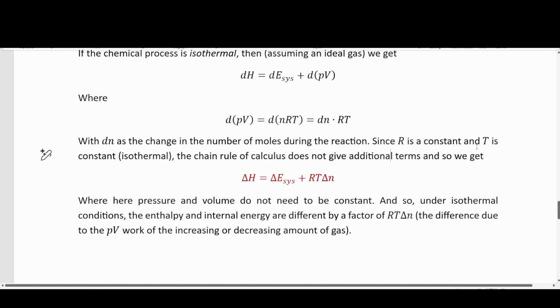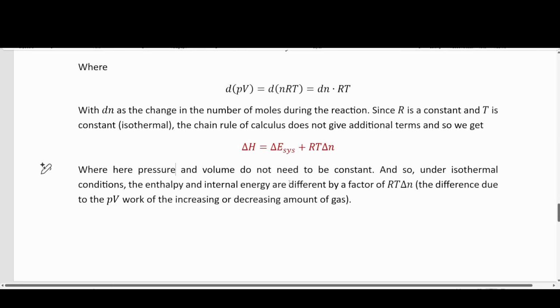Since R is a constant and T is a constant, since we're assuming isothermal, the chain rule of calculus does not give additional terms, and so we just end up with this right here, with this term of RT times delta n, where here pressure and volume do not need to be constant. And so under isothermal conditions, the enthalpy and internal energy differ by a factor of RT delta n, the difference due to the PV work, since we are increasing or decreasing the amount of gas. That's going to increase or decrease the volume or pressure.